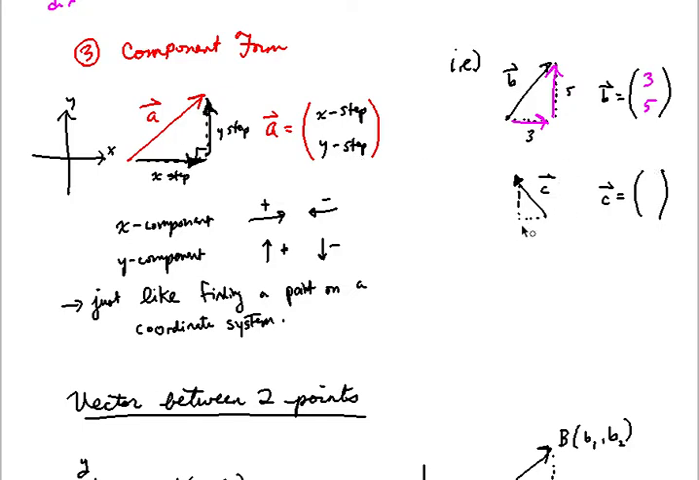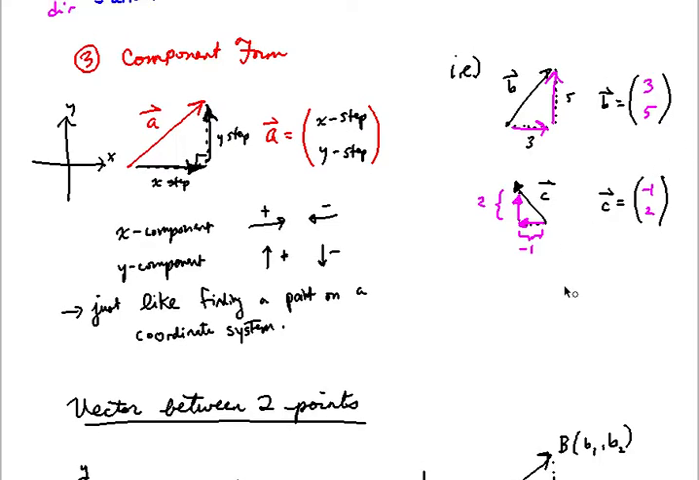So what would this one look like? If this distance was 1 unit, and let's say this distance was 2, what would be the direction of this vector? This would be going backwards, and since we said if it's going backwards it's minus, that's minus 1, and since it's still going up, it's going to be positive 2. So this vector would be (-1, 2). This vector we would say is (3, 5). So we read it just like a point.